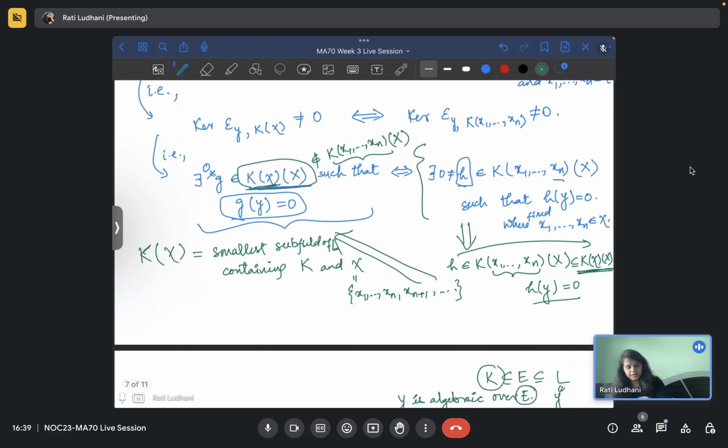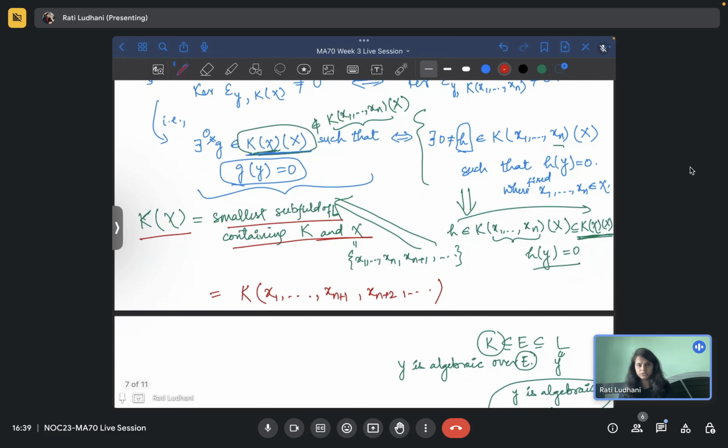So we just said that the triviality is here. K(x) is the smallest subfield of L containing k and x. That means you just extend it so that you have inverses and everything. So you just construct some field. For example, if I just say this is a countable set, n plus 1, n plus 2, you can go on. So you allow inverses in this field. So that's the smallest subfield. You denote it to be K(x).